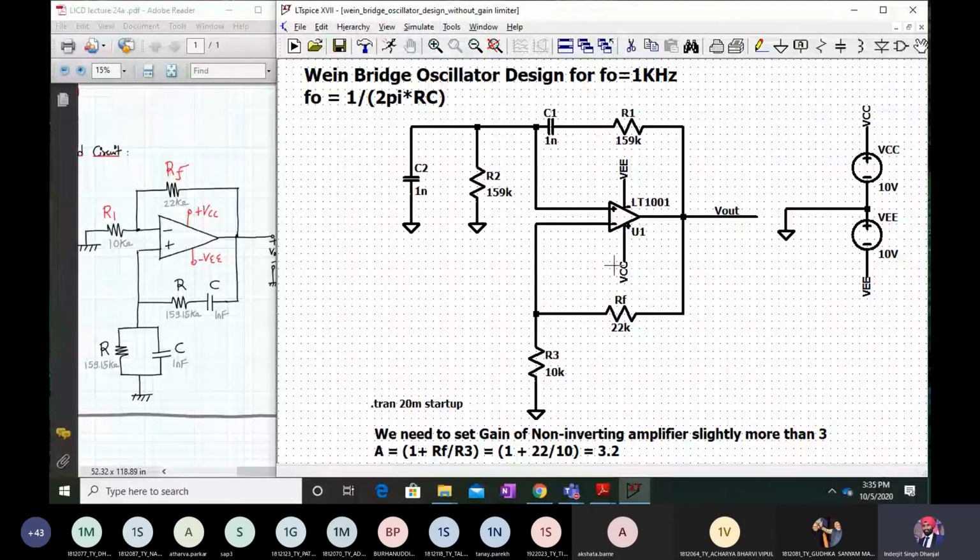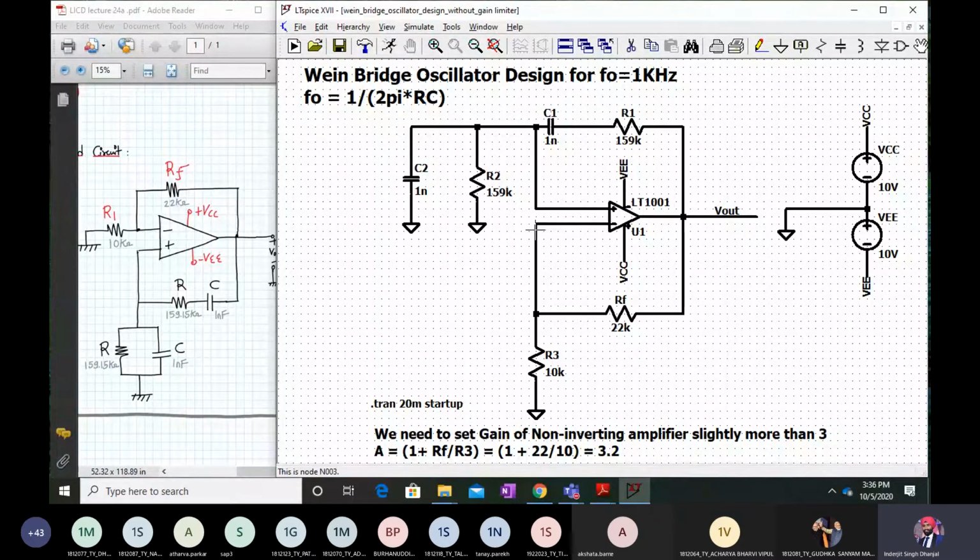Okay, so here we have powered the op-amp with plus or minus 10 volt supply, and we need to set the gain of the non-inverting amplifier slightly more than 1. Actually, I've already covered this point. The gain of this circuit is 3.2. Now let me simulate this.